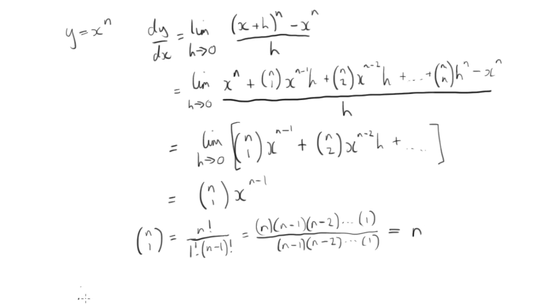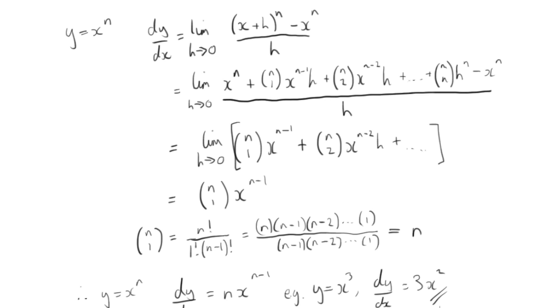So therefore, what I can say is for the function y equals x to the power n, the derivative dy dx is equal to n times x to the power n minus 1. So for example, if I had y equals x to the power 3, dy dx, or the derivative, is simply 3x squared. Okay, and that's differentiation.